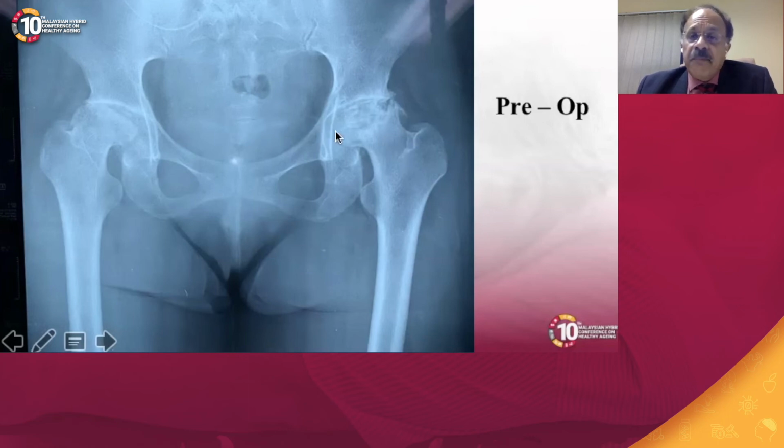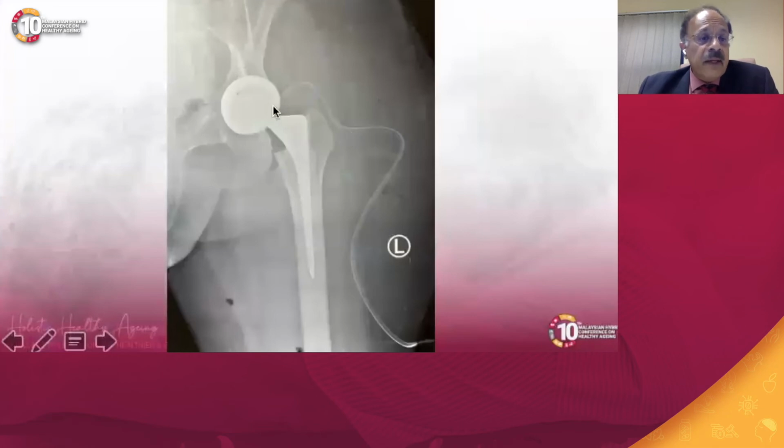So it's collapsed and severely painful. In these kinds of cases too, we've done a hip replacement here on the left side. The right side has not been done as yet. And the patient is pain-free now.